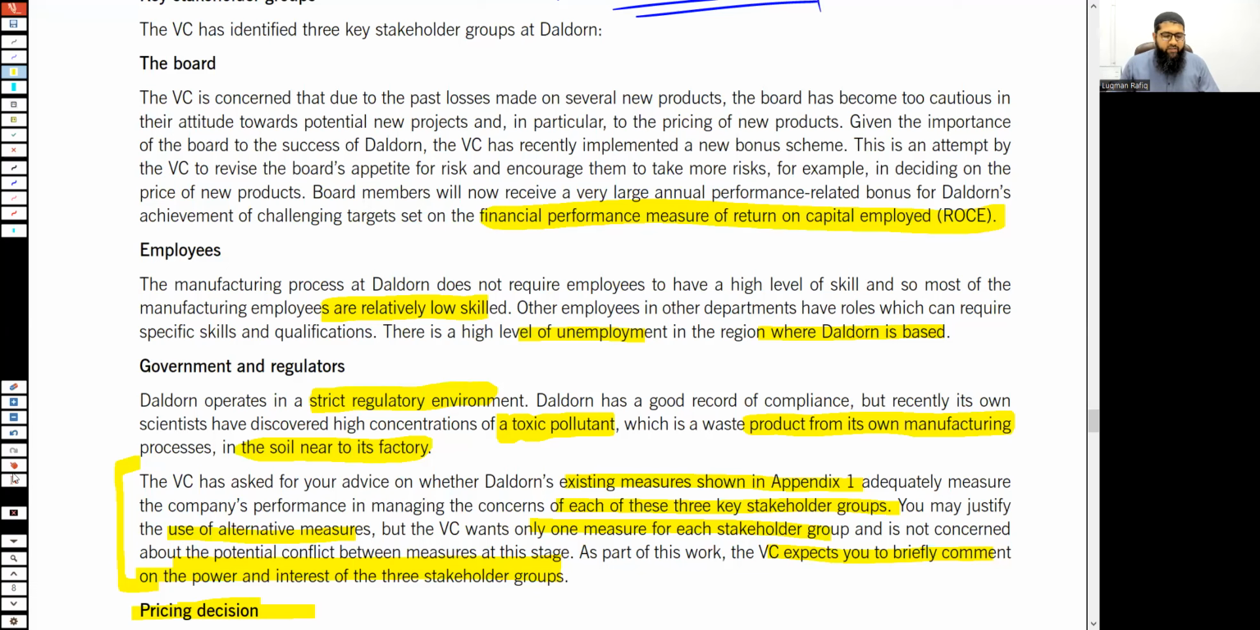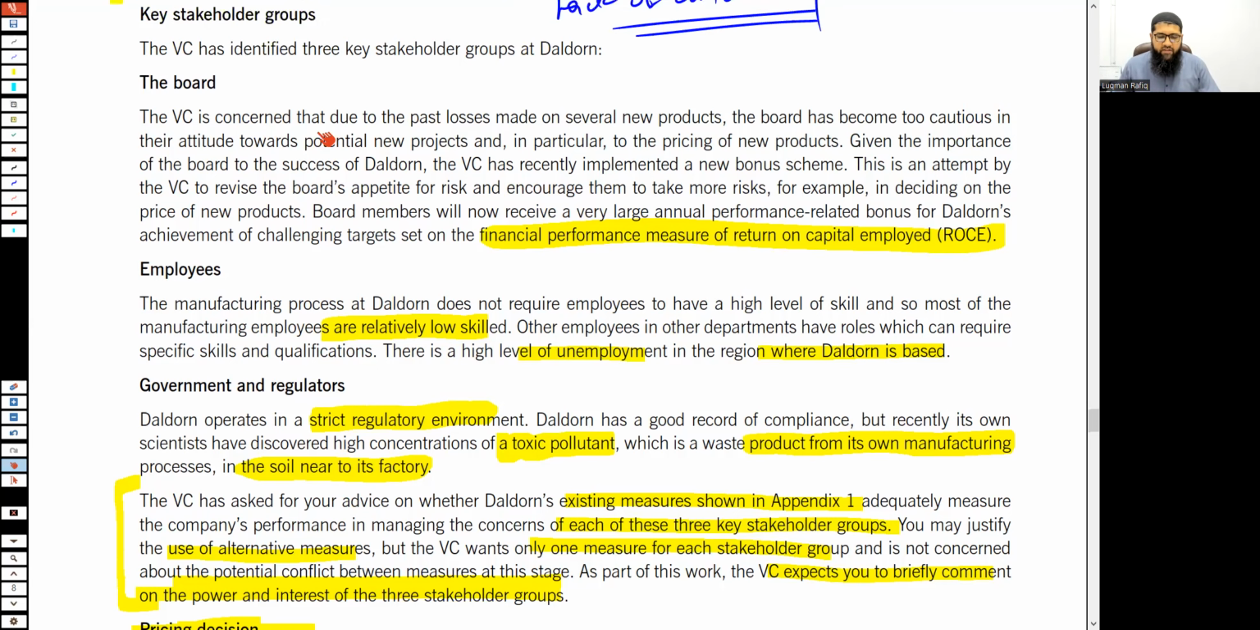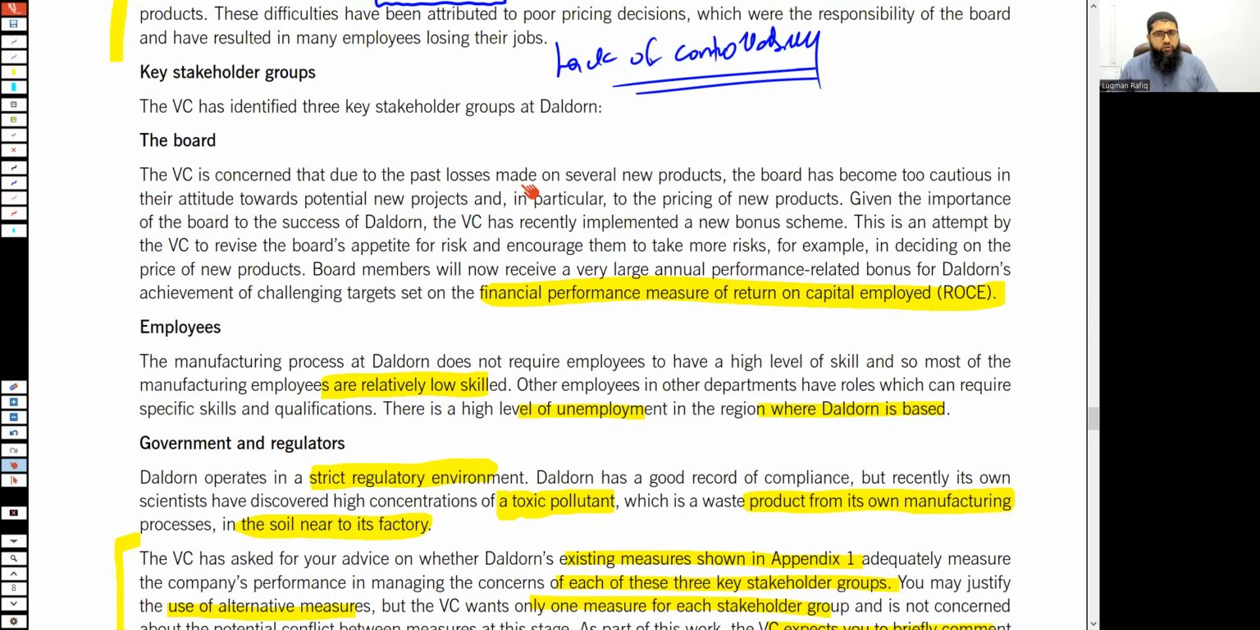So let's start discussing it. The first thing is that the VC is concerned that due to past losses made on several new products, the board has become too cautious in its attitude towards potential projects, and in particular to the pricing of the new products. How do you classify the board members? What category are they from this one?